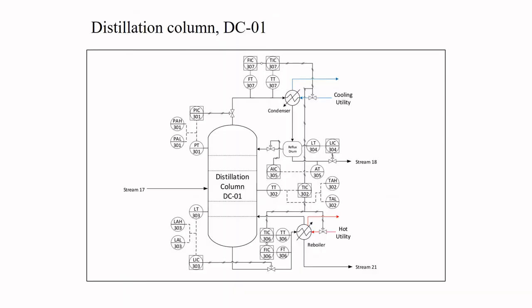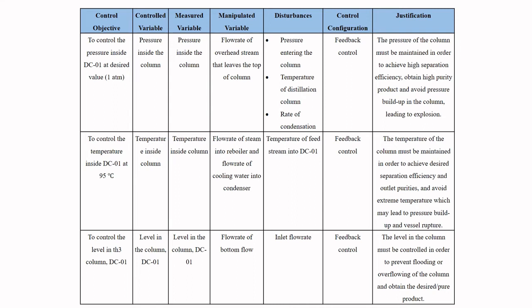The objective of distillation column control is to maintain the specified composition of the top or bottom product and to alarm any potential serious hazardous deviation in the process condition. Besides, the distillation column control is also designed to prevent offsets in operating conditions such as pressure and temperature of the separation unit. The pressure of the distillation column is controlled by manipulating the flow rate of the stream that leaves the top of the column to achieve high separation efficiency, obtain high purity product and avoid pressure buildup in the column leading to explosion.